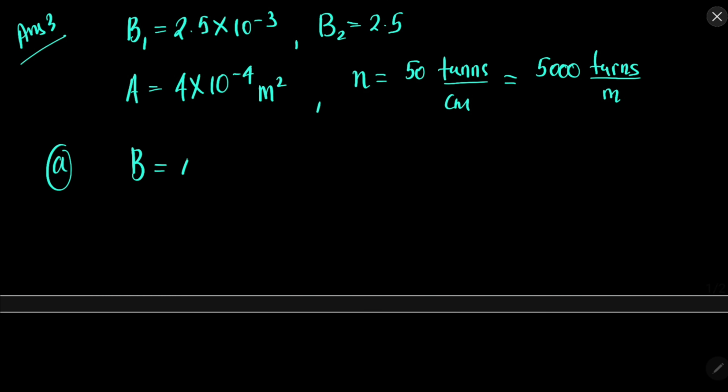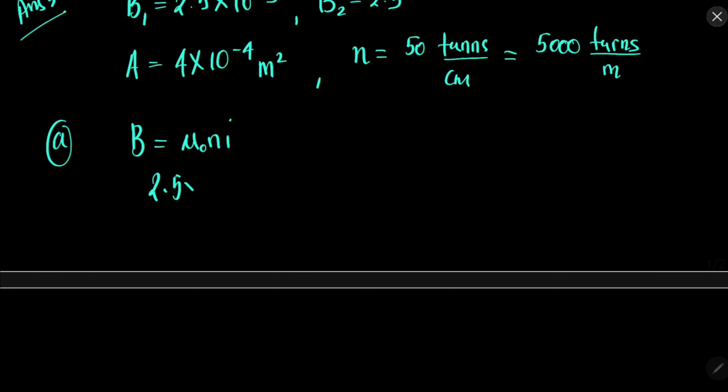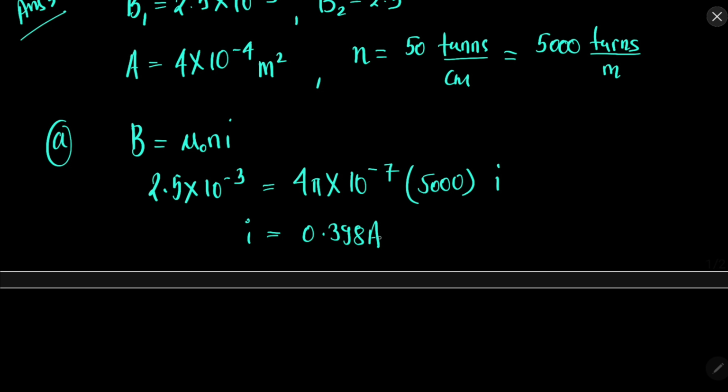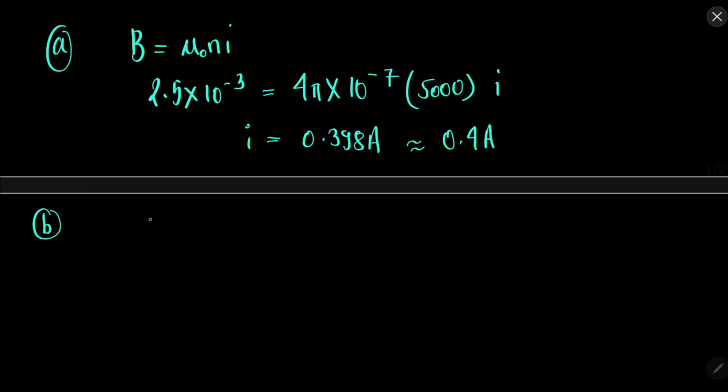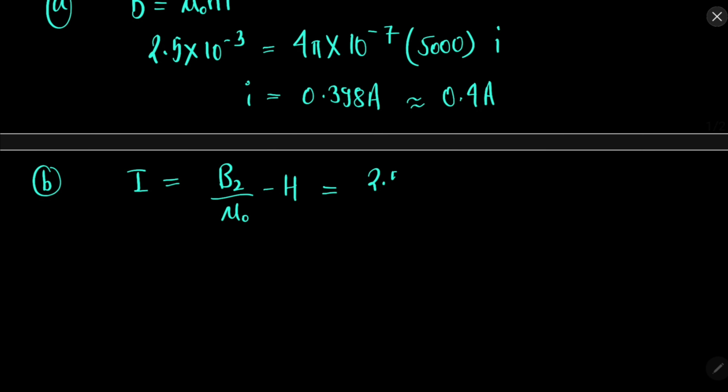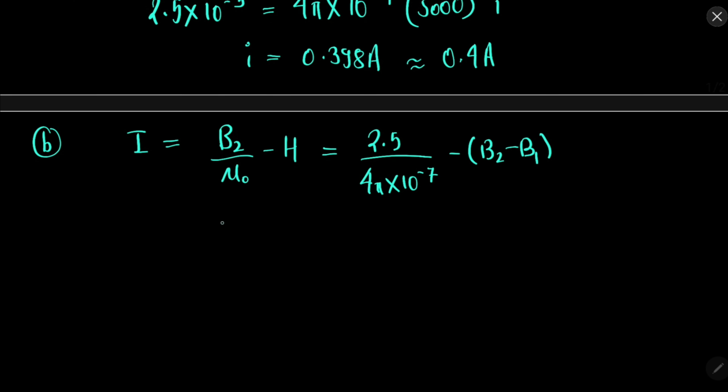By using this formula for the solenoid, 2.5 into 10 to the power minus 3 equals 4 pi into 10 to the power minus 7 into 5000 turns per meter into I. So from here current will be 0.398 ampere or approximately 0.4 ampere. Part B. Now we need to find I, which can be found by B2 over mu naught minus H. So 2.5 over 4 pi into 10 to the power minus 7 minus H, where H is B2 minus B1.